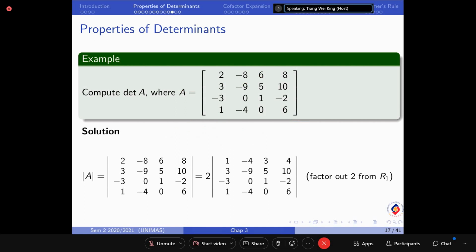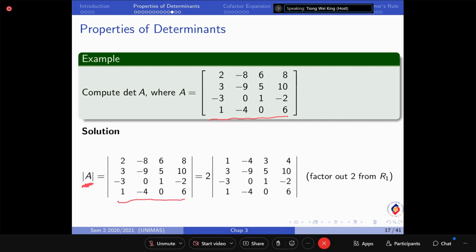Okay, next example is we have a 4 by 4 matrix. So now the matrix is getting bigger. So again, to find the determinant, make sure you have a correct symbol. Okay, so copy down the matrix.